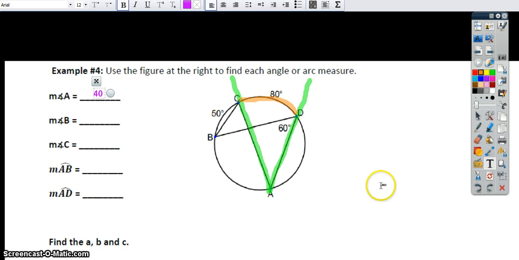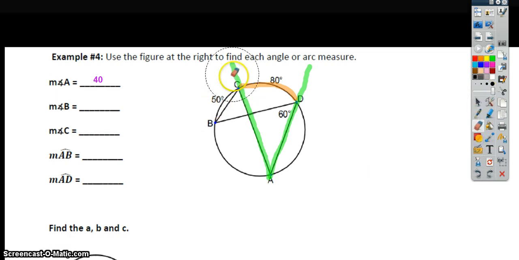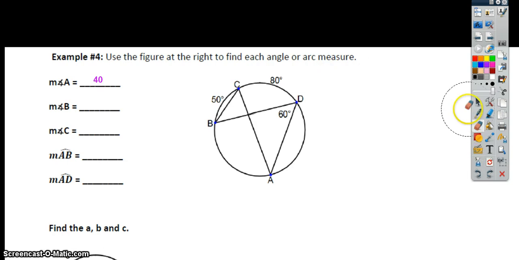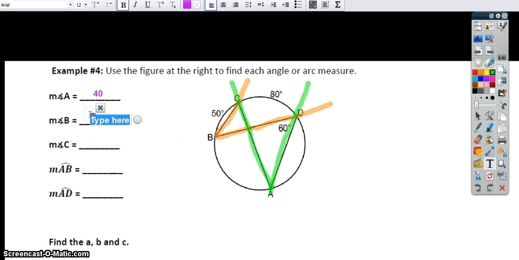All right, let's look at angle B. Angle B just so happens to also intercept the same arc. One side of angle B goes through point C, and the other side goes through point D. Just like angle A. If you recall, one side of angle A goes through C, one side of angle A goes through D. Remember, if two angles intercept the same arc, then they're congruent. If they're both going to intercept an 80, then they both have to be half of an 80-degree arc, so they're both 40.